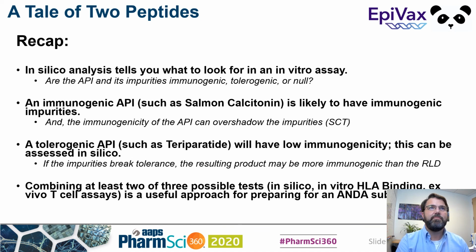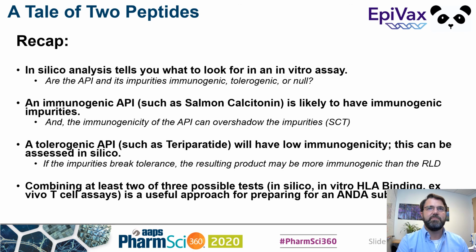So to recap, our in silico analysis will help guide what's necessary in an in vitro assay. An immunogenic API, such as salmon calcitonin, is likely to have immunogenic impurities, and these impurities are unlikely to overshadow the immunogenicity of the API. However, when you have a tolerogenic API, such as Teriparatide, it will be minimally immunogenic. But if any of the impurities present break that tolerance, then you can see an increase in immunogenicity, potentially to the level of the RLD, if they're present at high enough concentrations.